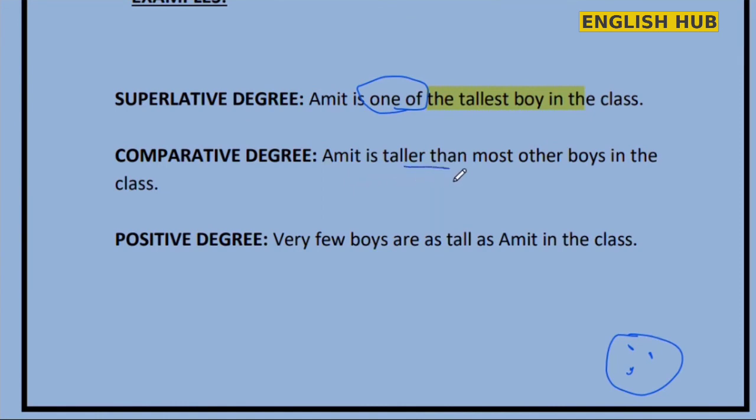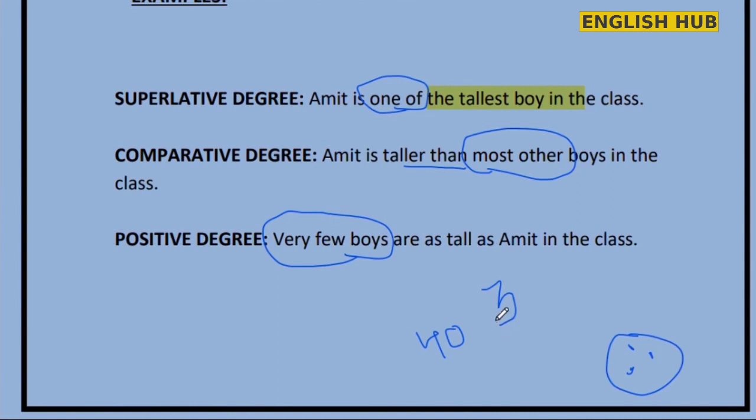Comparative form, you have to use taller than. Amit is taller than almost all, but not everybody, isn't it? There are one or two boys who are as tall as Amit. So in this case, we will not write Amit is taller than all other boys. We will write Amit is taller than most other boys. And in case of the positive degree, we will write that very few boys are as tall as Amit. In this class, maybe there are 40 boys, and among 40 boys, 3 boys are as tall as Amit. Okay, so very few boys are as tall as Amit.